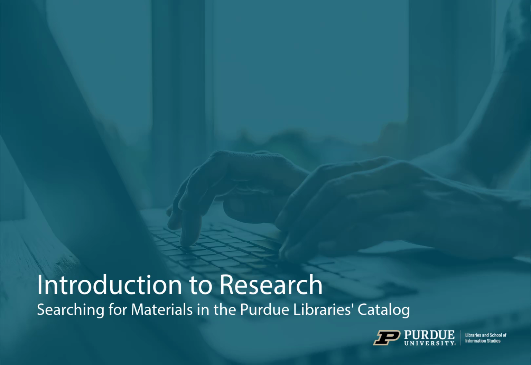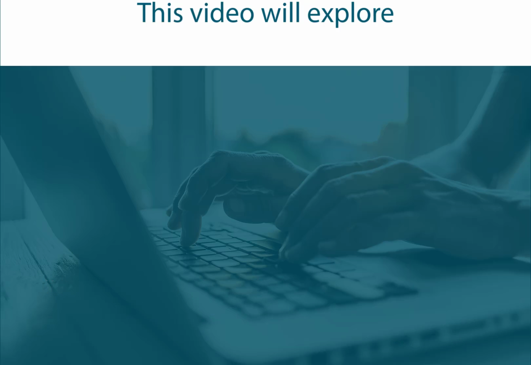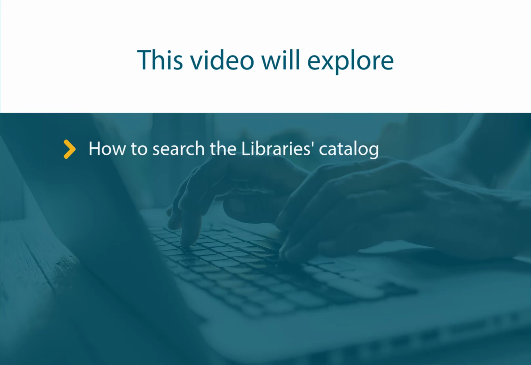Now that you have a research topic in mind, you will need to use the libraries to find relevant articles and books to help you explore your topic and develop your own conclusions. This short video will explore how to search for materials from the Purdue Libraries general catalog to help you in your research process.